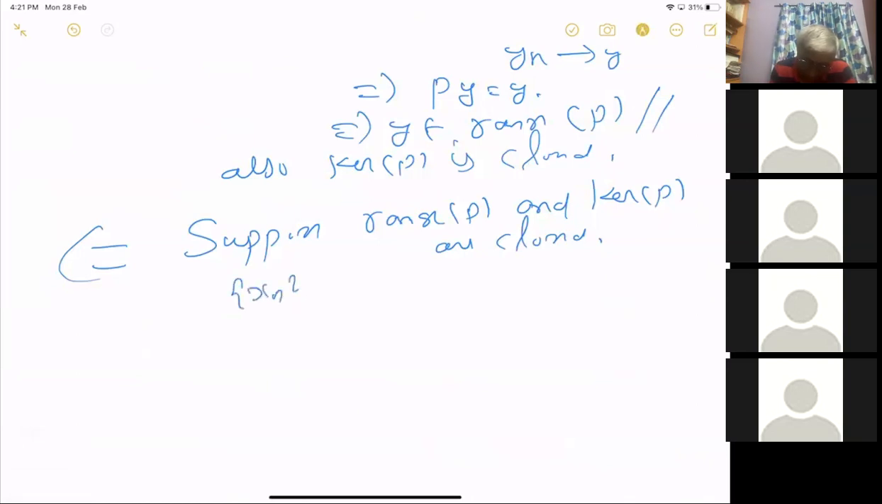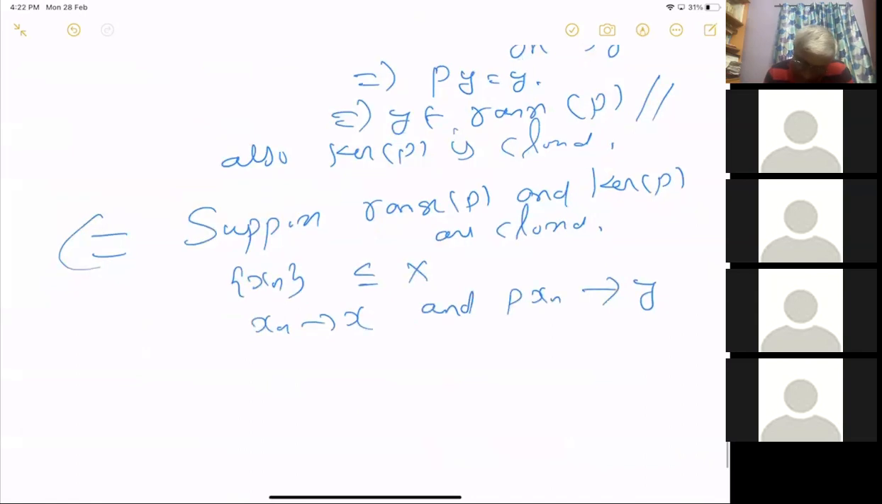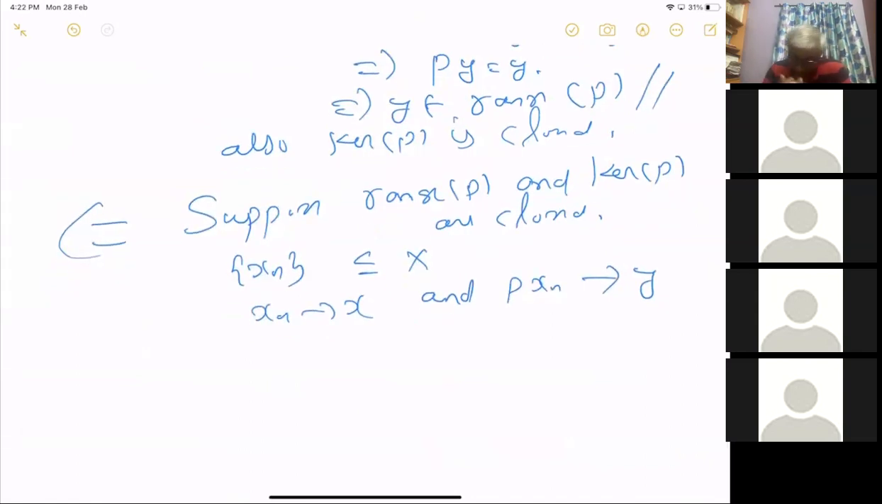Suppose we have xn contained in X, and xn converges to x, and Pxn converges to y. Then we have to prove that y equal to Px, right?